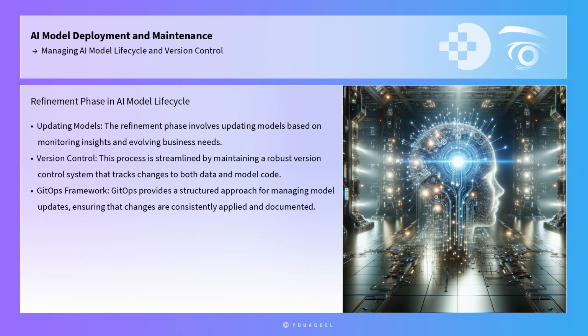The refinement phase of the AI model lifecycle involves updating models based on monitoring insights and evolving business needs. This process is streamlined by maintaining a robust version control system that tracks changes to both data and model code. GitOps, an operational framework that leverages Git for continuous delivery, provides a structured approach for managing model updates, ensuring that changes are consistently applied and documented.